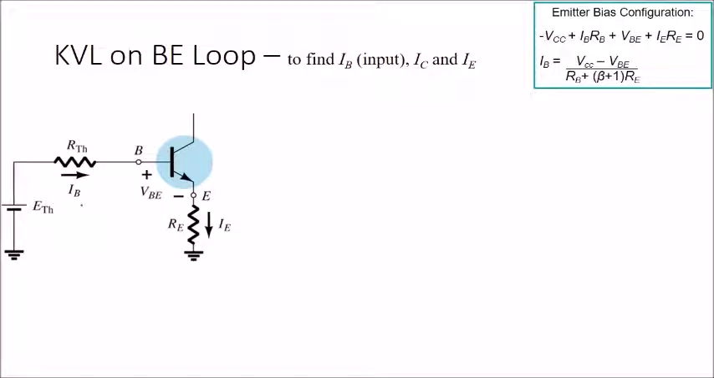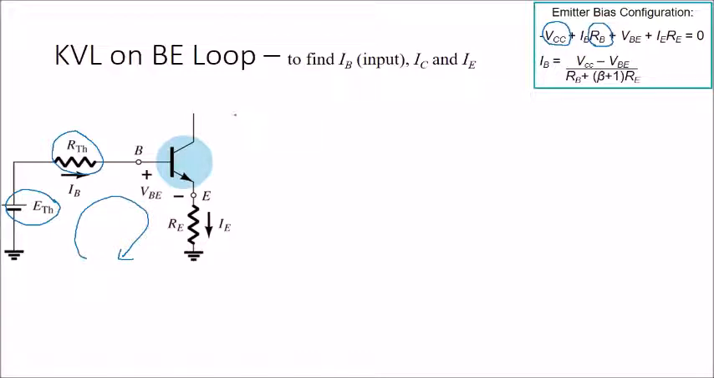Let's compare with the emitter bias configuration. Your power supply is VCC, and your input resistor to the base is RB. But in this case, your input resistor is RTH and your power supply is ETH. So I think we can just change the value. Never mind, we can just do the KVL. We can do the KVL using clockwise or anti-clockwise. In this example, I'm going to use clockwise.